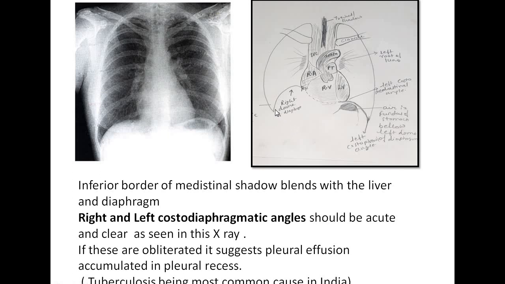Here you can see the right and left costodiaphragmatic angles, and these angles are occupied by the costodiaphragmatic recess of pleura, which we have discussed previously. As this is a normal X-ray chest PA view, these angles are acute, and you can see clearly the air is extending. That means here it is translucent. Now in case of pleural effusion, one of the common causes of which in India is tuberculosis, these costodiaphragmatic angles are obliterated.